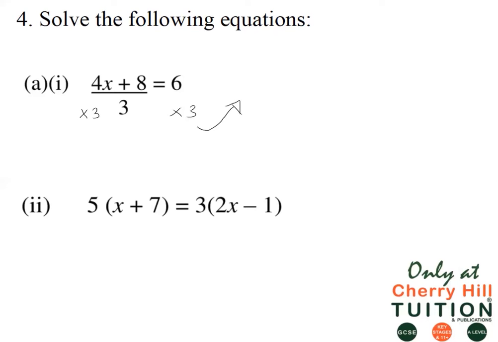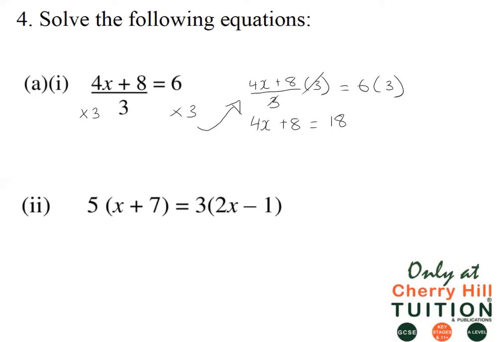This leaves us with (4x plus 8) over 3 multiplied by 3 is equal to 6 multiplied by 3. Now on the left-hand side, the 3's cancel out, leaving us with 4x plus 8. And on the right-hand side, we have 6 multiplied by 3, which is 18.